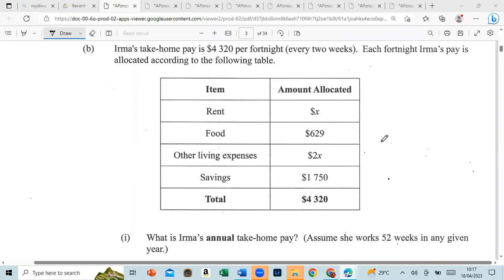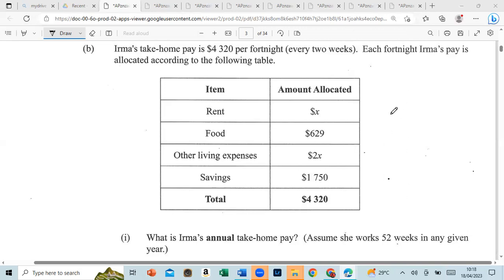It says Irma's take home pay is 4,320 per fortnight, and in brackets every 2 weeks. Each fortnight, Irma's pay is allocated according to the following table. So we have the item: the rent, the food, the other living expenses, savings, and then we have the total. What is Irma's annual take-home pay? Assume she works 52 weeks in any given year.